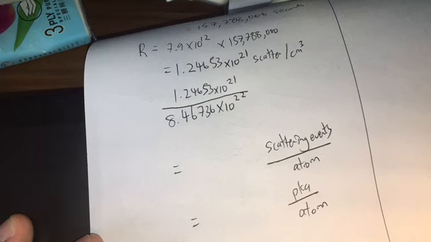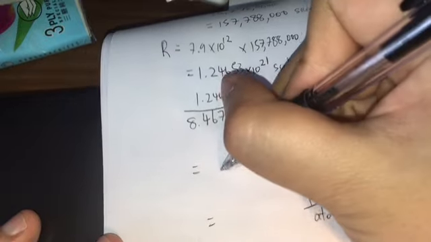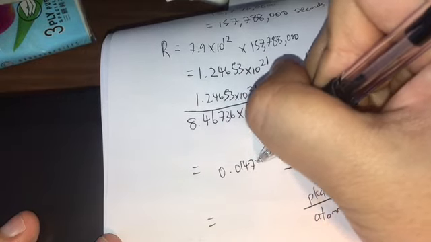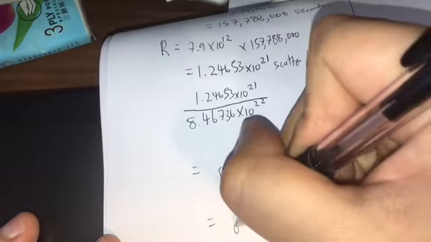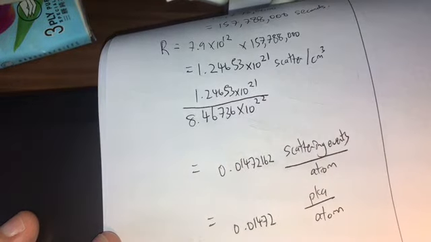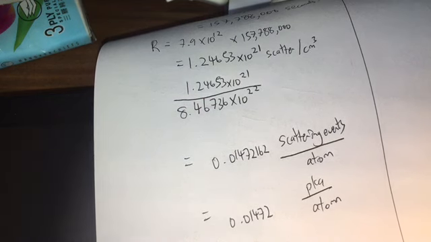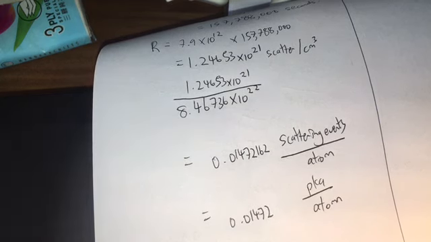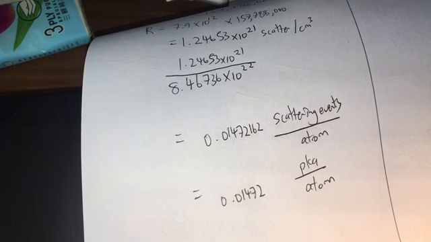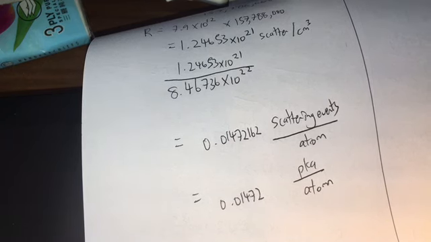This is about 10 to the 21 over this much. Okay, 0.01472. Okay, that's how many PKAs you're getting on average. So that's the number of times the neutron is colliding per atom during this 5-year period. So how many displacements per atom is that?